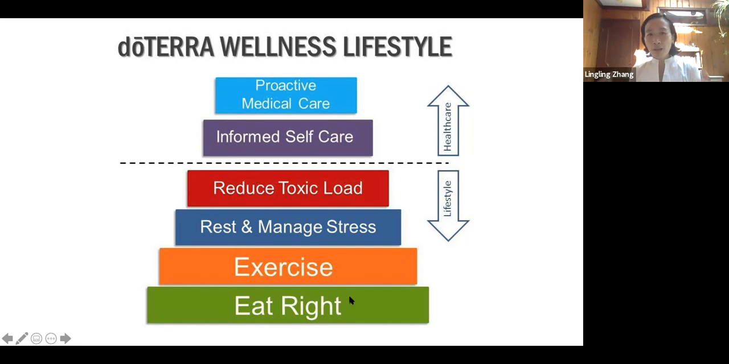So there are a lot of things we can do in our homes by ourselves to do self-care, informed self-care. And then of course, if you do get sick, you do have diseases, you do need to go to the medical care, the professional, doctors, nurses, they will take care of you. But before that, we can do a lot of things to keep ourselves away from that last resort.